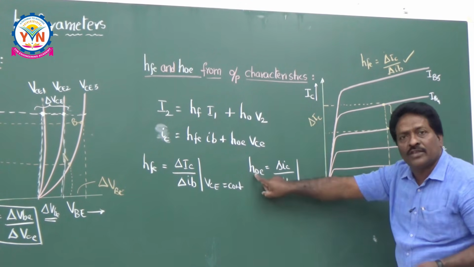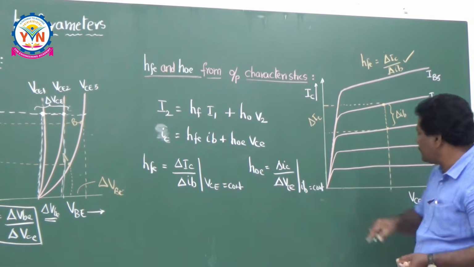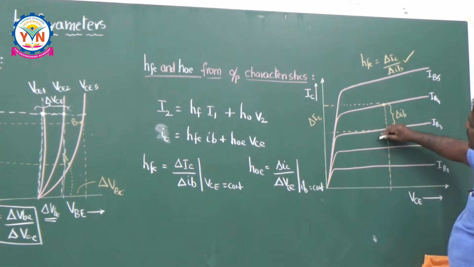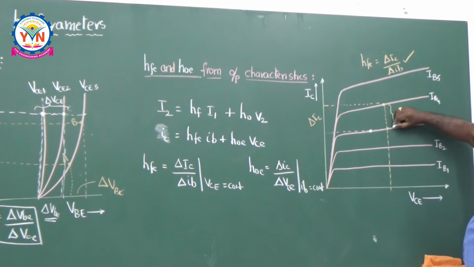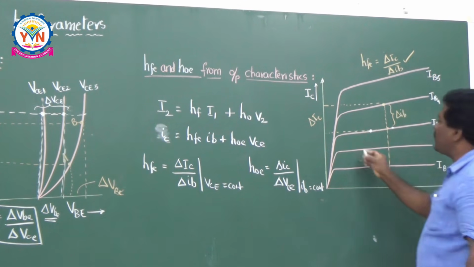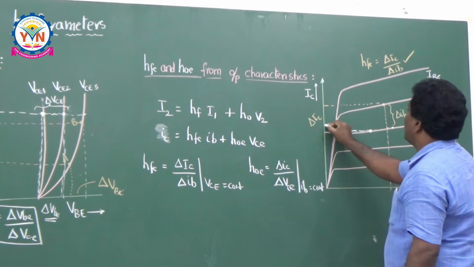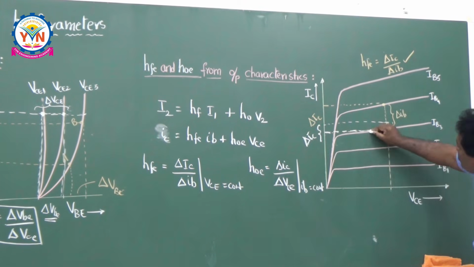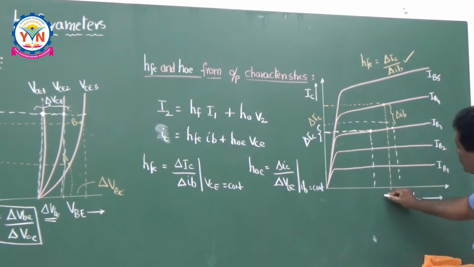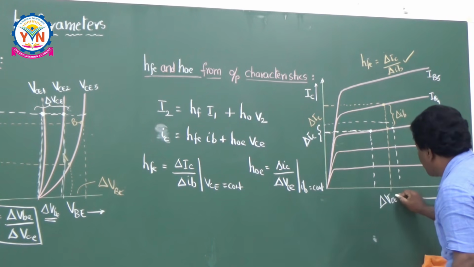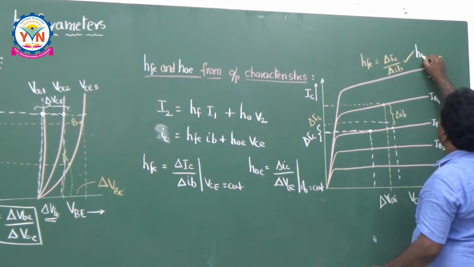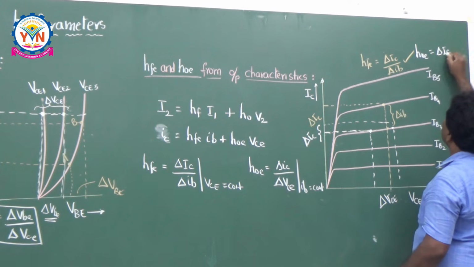Exactly, for calculating this HOE, what to do? It is the ratio of delta IC by delta VCE. Take a point on any characteristic, and try to take one more point here. It has some slope, so if you extend like this, this will give you delta IC, and if you project onto the x-axis, you are going to get delta VCE. So you got delta IC and delta VCE. Therefore, HOE is equal to delta IC divided by delta VCE.